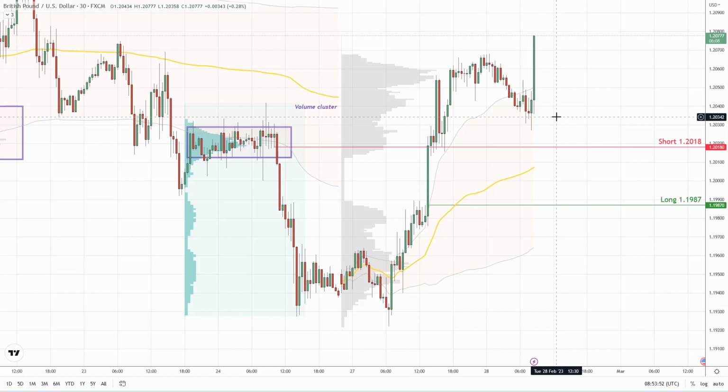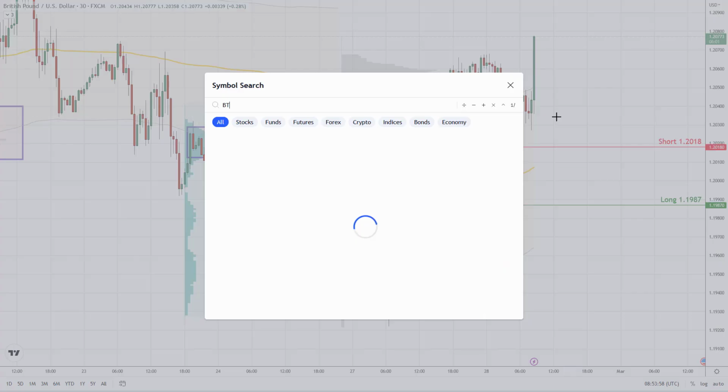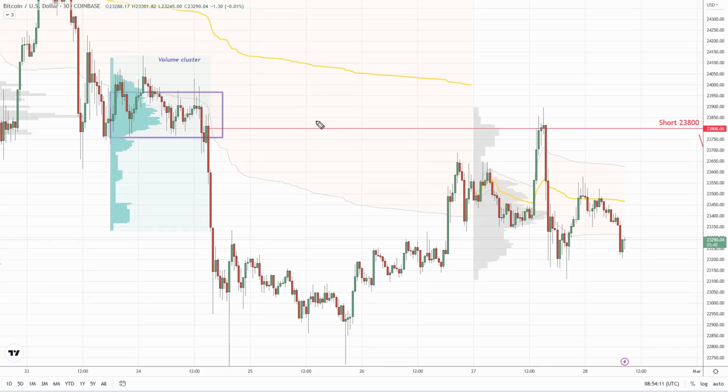There's also one more. This one was a bit easier. It was on the Bitcoin. So this is it. Bitcoin US dollar, 30-minute time frame. In this case, we had this significant volume cluster, and short level was in here. And I don't think that I need to comment too much on this. This was a very nice trade. Beautiful reaction. So yeah, that's about that.